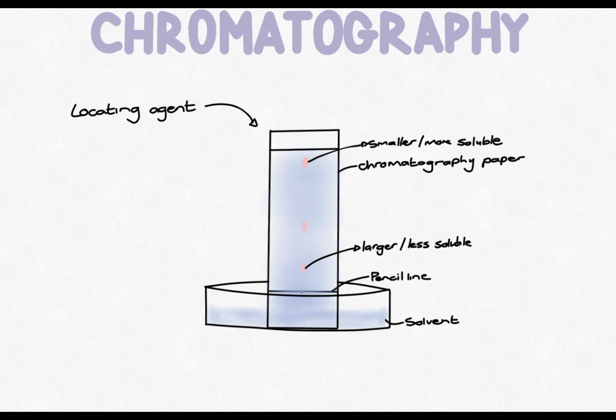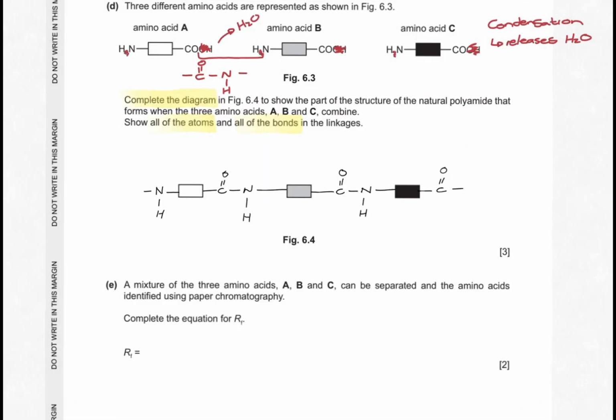We then need to work out our RF value. So we will calculate the distance that the solvent moved as well as the distance that our molecule moved. And we'll divide the distance our molecule moved by the movement of the solvent. This value will be able to identify our molecule, but it's not always very accurate. And it differs between the different types of solvents that are used. So on our first question, they ask us to complete the equation for RF. So this would be the distance traveled by the substance divided by the distance traveled by our solvent.